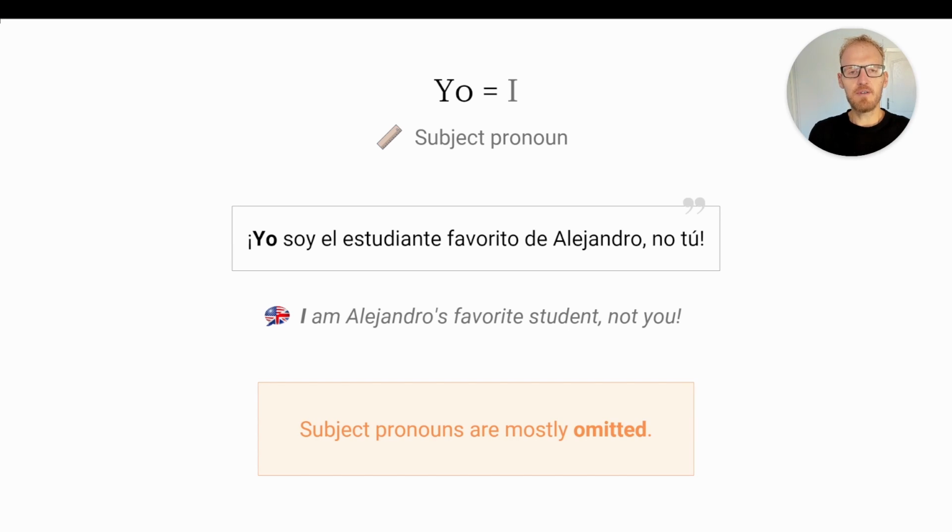And it's important to notice that subject pronouns are mostly omitted in Spanish. That's because with the ending of the verb or the way you conjugate the verb, you are already giving away that information. You are saying who is something or who is doing something. If I say soy español or eres español, I don't need to say yo or tú. It's implied in the form of the verb. So remember, with subject pronouns, you don't need them.